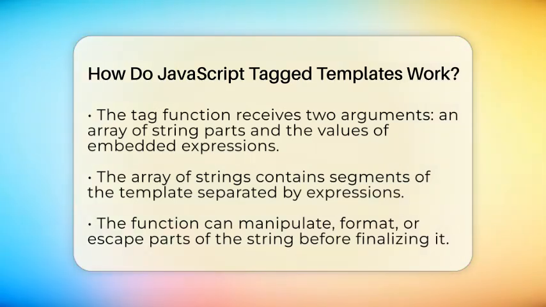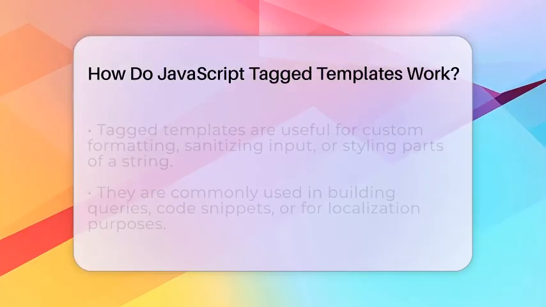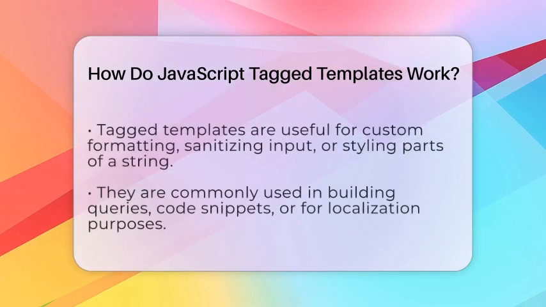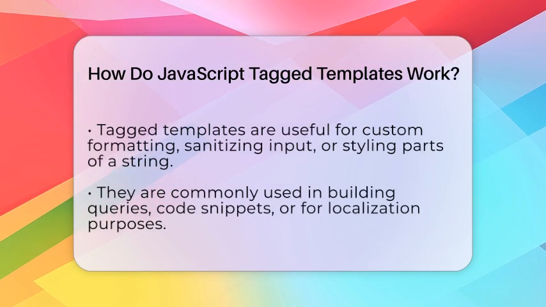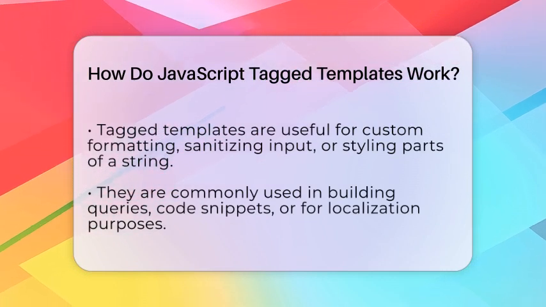Inside the tag function, you can do anything you want. You can combine the strings and values in custom ways, escape special characters, or even format the output differently. For example, you might want to highlight certain words or sanitize user input to prevent security issues. A common pattern is to loop through the strings and values, adding your own logic as you go. This gives you full control over how the final string looks.